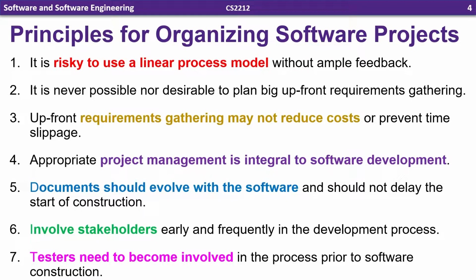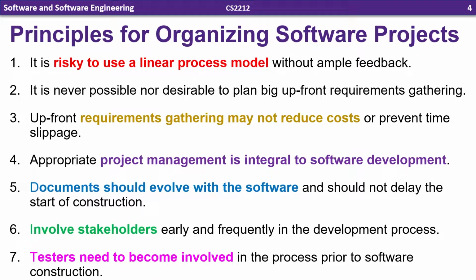The first principle is it's risky to use a linear process model without ample feedback. One of the most famous examples of a linear process model, which we've already talked about a little bit, is the waterfall model. And in that case, a lot of the risk comes from the inability to change and the risk from not involving the stakeholders enough. We only involve them in the communication and the deployment phase. That means we could go the whole project without seeing them from the start until we get to the end, which is a big problem if some of the requirements changed.